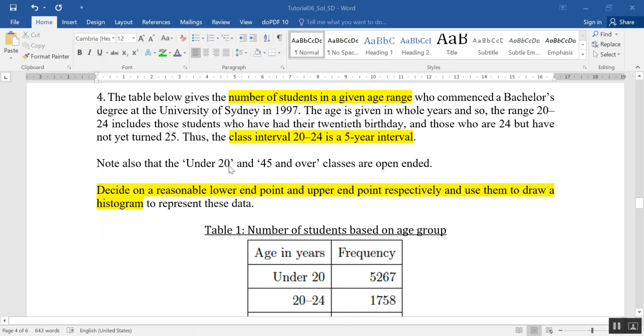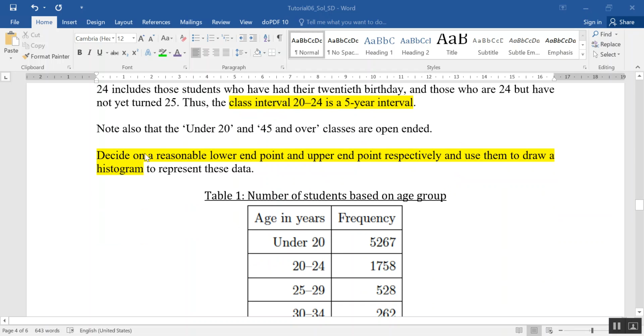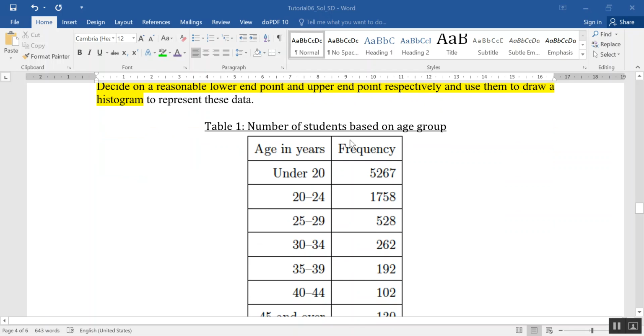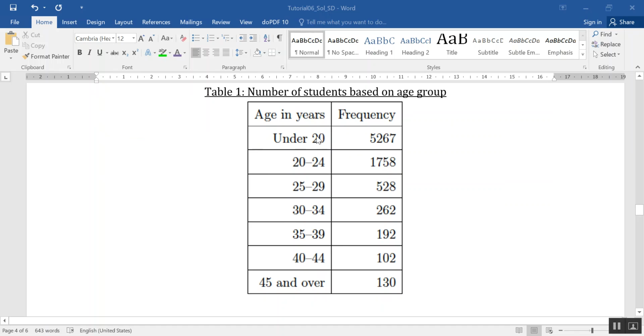Note also that the classes under 20 and over 45 are open-ended. Decide on a reasonable lower endpoint and upper endpoint respectively, and use them to draw a histogram. So this is very simple, right? Basically this is the table. Age under 20.